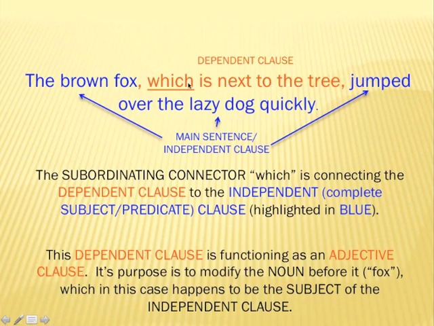So in this case, we're kind of defining this fox as not just any fox, though there's probably just one brown fox in the area, but now we're giving some extra information. It's telling us where the fox is located, which one if I had others to choose from. So again, this is a dependent clause that's functioning as an adjective. It's describing the word fox.